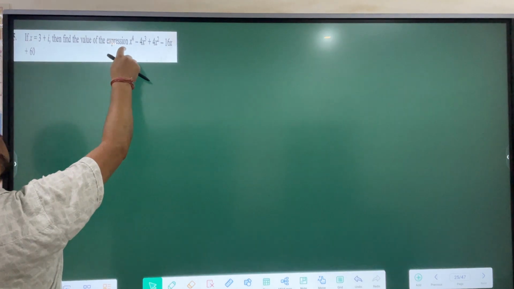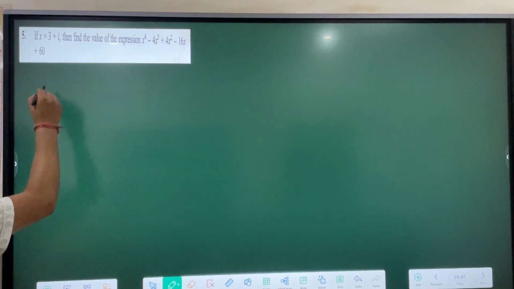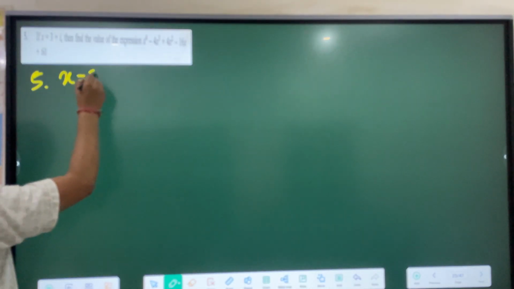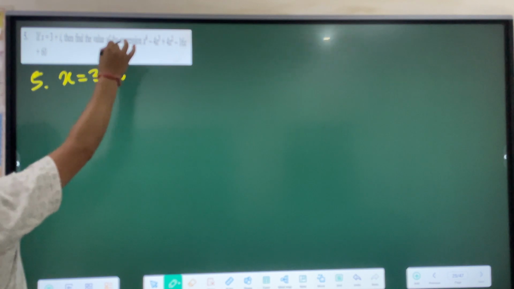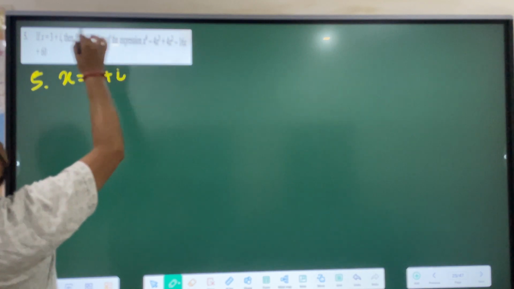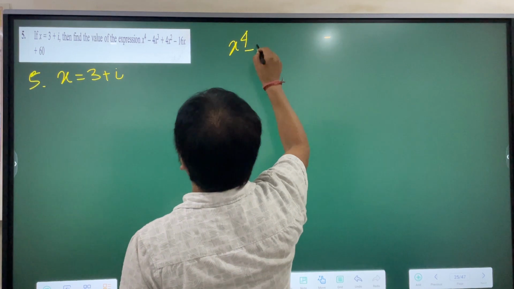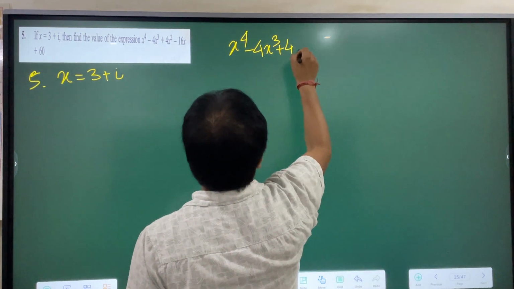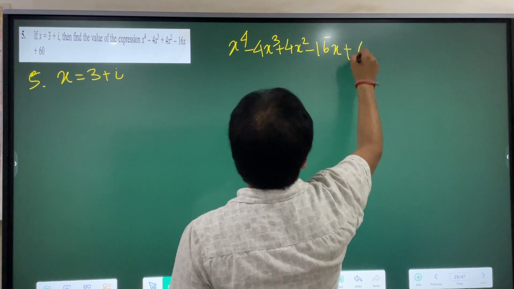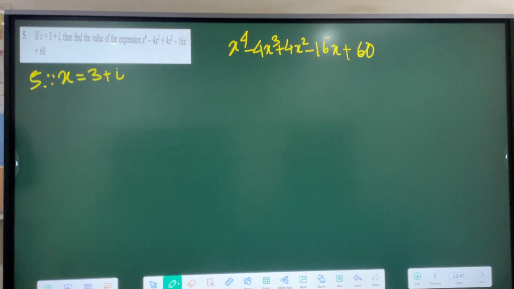Number 5. If x equals to 3 plus i is given, then find the value of the expression x to the power 4 minus 4x cube plus 4x square minus 16x plus 16. We have to find out the value of x to the power 4 minus 4x cube plus 4x square minus 16x plus 16. X equals to 3 plus i, it is given.